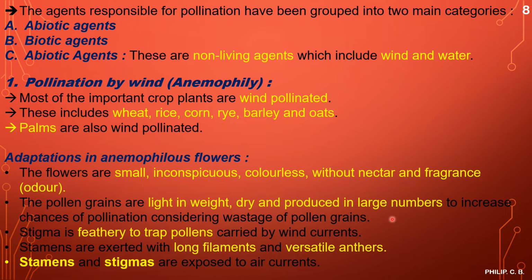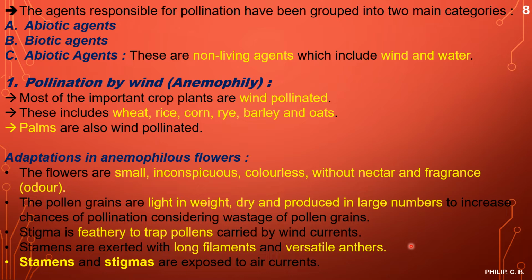That is why the pollen grains are released in hundreds and thousands, so the chances of pollination increase, or mathematically, the probability increases. Okay. Further, the stigma is feathery to trap pollen carried by the wind currents. Stamens are exserted with long filaments and versatile anthers. So the stigma is feathery, so they can trap the pollen grains.